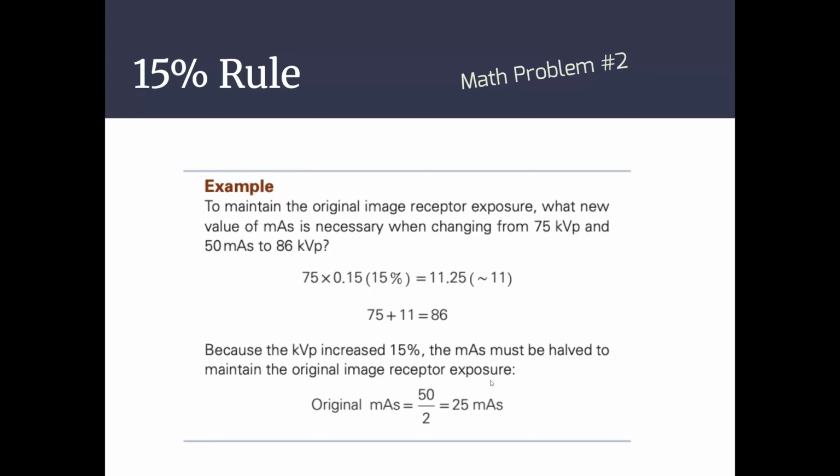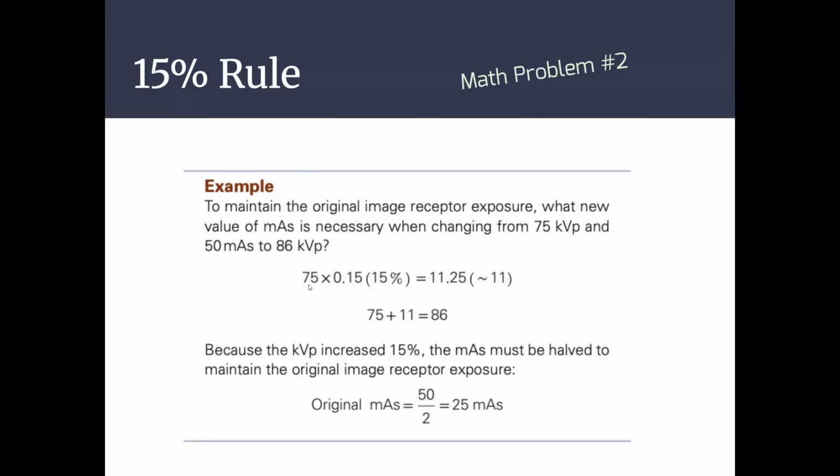Okay, this is math problem number 2, utilizing the 15% rule. To maintain the original image receptor exposure, what new value of mAs is necessary when changing from 75 kVp and 50 mAs, so that's your technique, to 86 kVp? First we need to figure out if going from 75 kVp to 86 kVp is an increase of at least 15%.